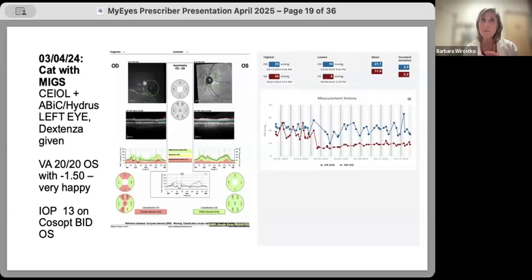But the empowerment, the ability to know that he would be able to identify a pressure spike if it was occurring, and hopefully prevent the vision loss that he had undergone in the right eye, really gave him the confidence and the comfort to say, let's go ahead with the procedure. And he's at 20/20. He's a minus 1.50. He's very happy, and his pressure's 13 just on Cosopt alone.